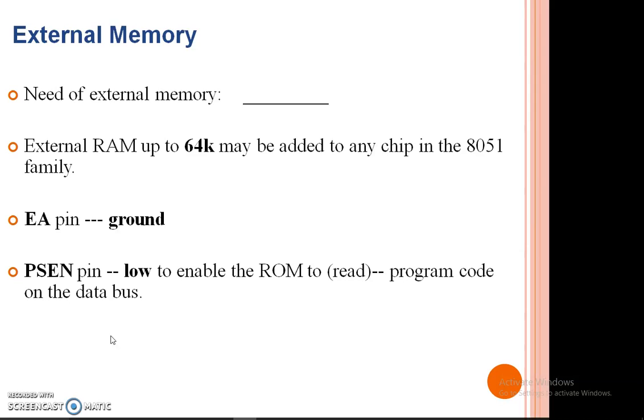Why only 64 KB? Because the 8051 has a 16-bit address bus, nothing but 2 to the power of 16 equal to 64 KB. So you can attach up to 64 KB as external memory. Whenever the 8051 is attached with external memory, first you have to enable that external memory with the help of the EA pin. So EA bar is there. You should ground that EA bar to enable the external memory.